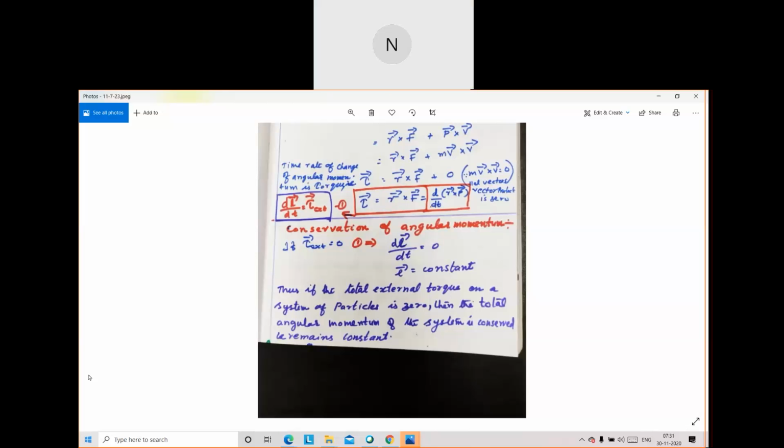The total momentum of an isolated system is conserved. Yes, that's it. Total momentum of an isolated system is conserved. Isolated system means no external force acts on the system. Then the total linear momentum of the system is conserved.